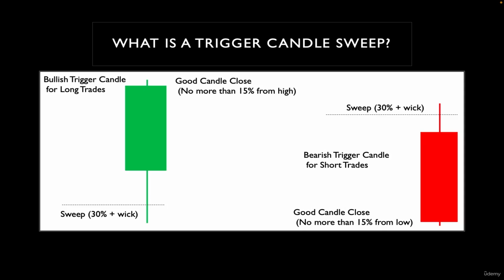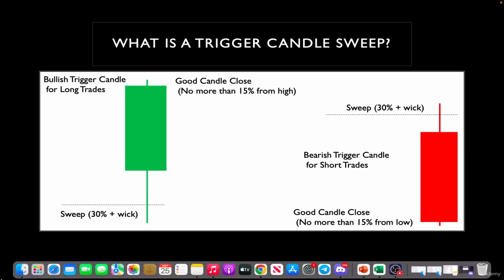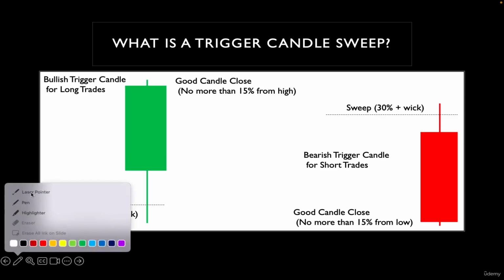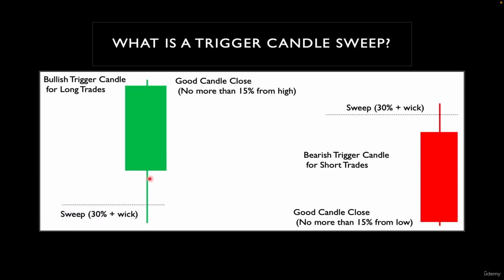So what is a trigger candle sweep? A trigger candle has 2 characteristics, and a sweep is what that trigger candle does. So we have bullish trigger candles and bearish trigger candles. On the left hand side here, you can see a bullish trigger candle. And the 2 characteristics are that it has a big wick to the downside and a good close, meaning that the close is towards the top of the candle.